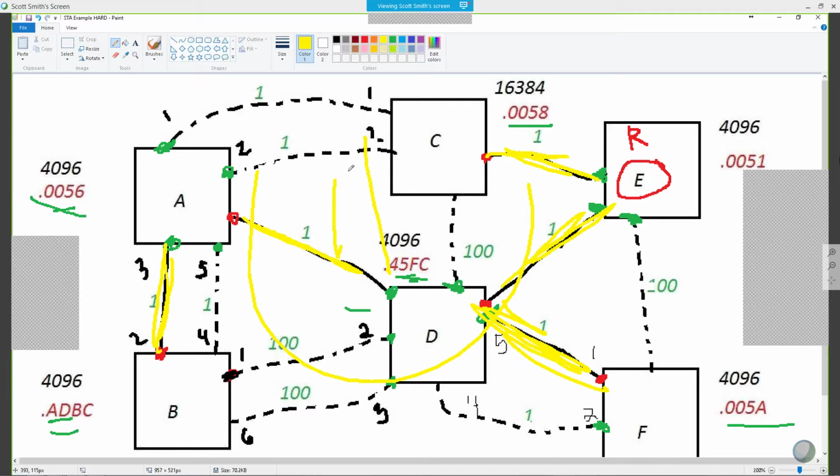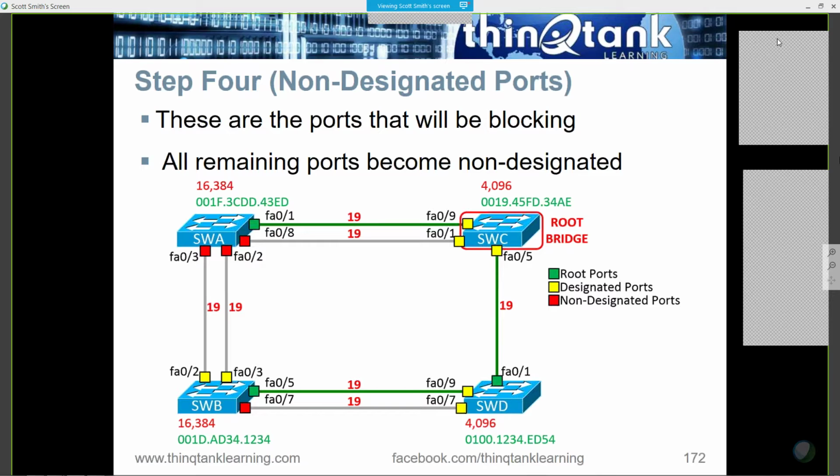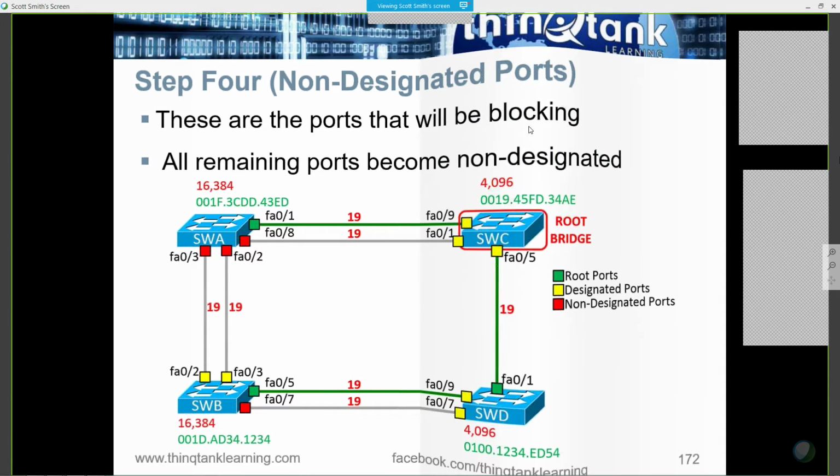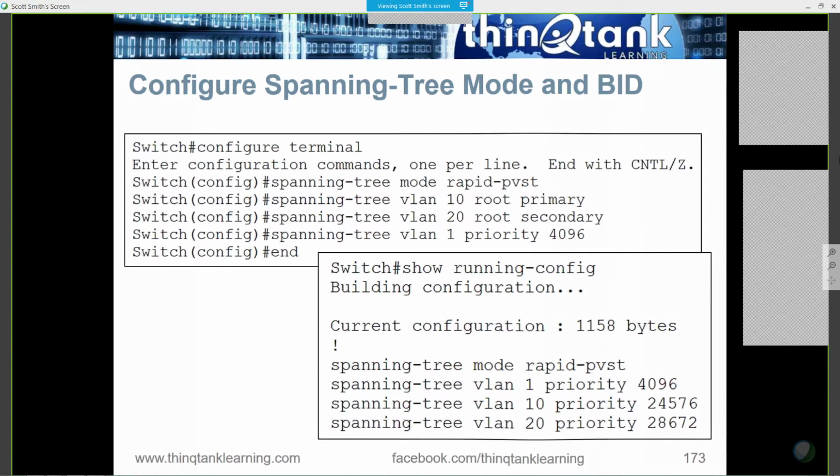Okay. So the point is, it doesn't matter how complex the topology is. If you follow the 4 steps, you'll get rid of the loops. Every time. Okay? Let's see what we got left here. We pretty much got the configuration left. So let's go through these last few slides here, and then we'll take a break.